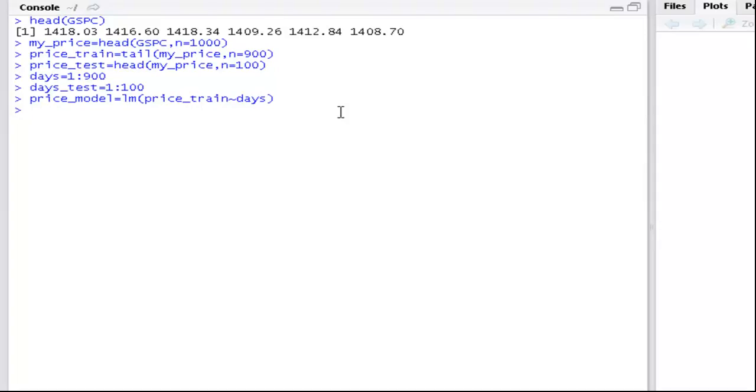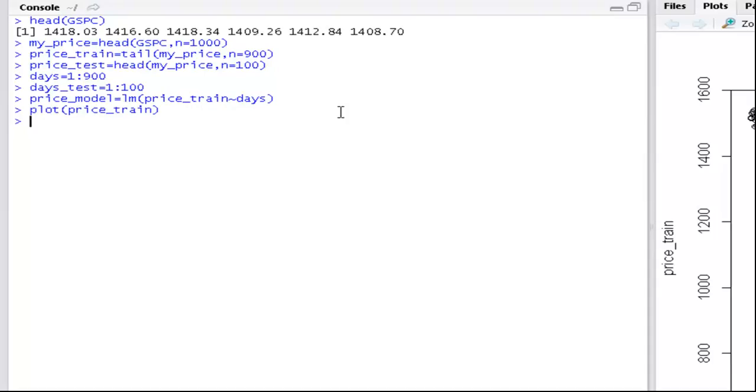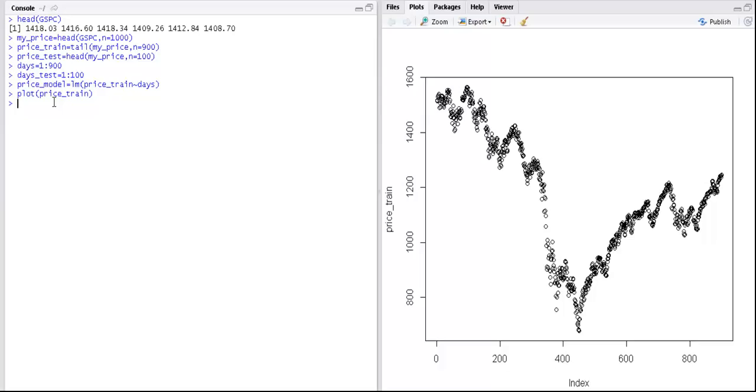So what does that look like? Well, I just go plot price train. So price train is what the share index was during the training period. Then if I just go abline price model, it does the best fit line, fitting this data to this line. So that gives me my model.